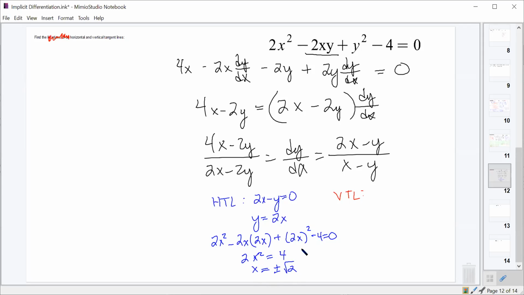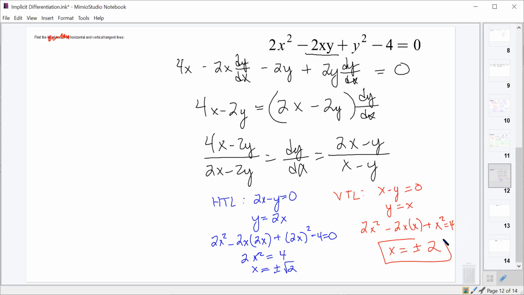Everybody agree with that? All right. What about for the vertical tangent lines? We'll come back to this in a second. For the vertical tangent lines, we got x minus y equals 0, or y equals x. So I could just replace all the y's with x's: 2x squared minus 2x times x plus x squared equals 4. So 2x squared minus 2x squared will cancel. I just have x squared equals 4, or x equals plus or minus 2.